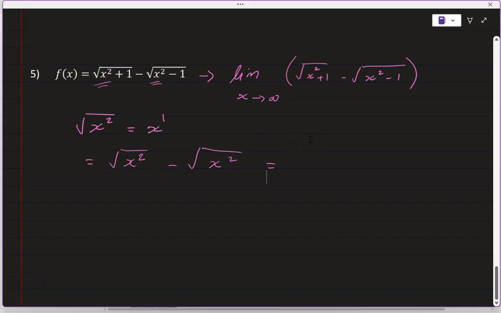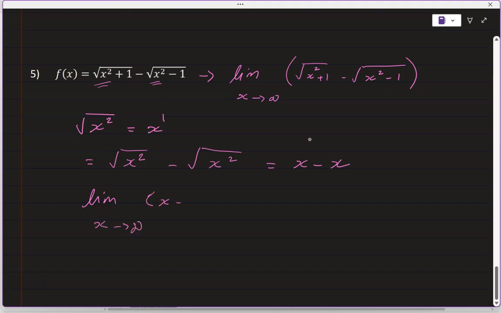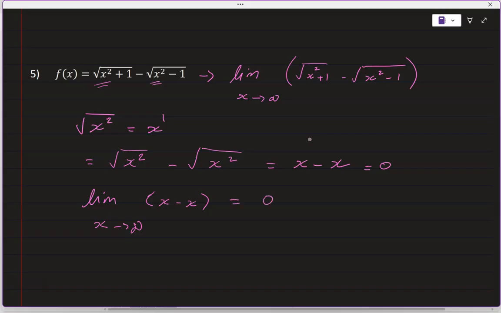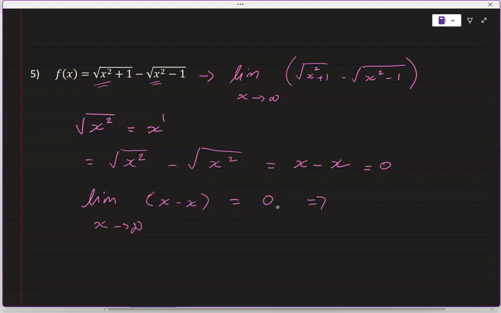Well, what is that? The square root of x squared minus the square root of x squared is x minus x. Now, you take the limit as x approaches infinity of x minus x. That's a silly way to write this because you could just say that's 0, which is true. So the limit as x approaches infinity of 0 is 0. So the answer to this one will be y equal to 0. That's the equation of the horizontal asymptote.